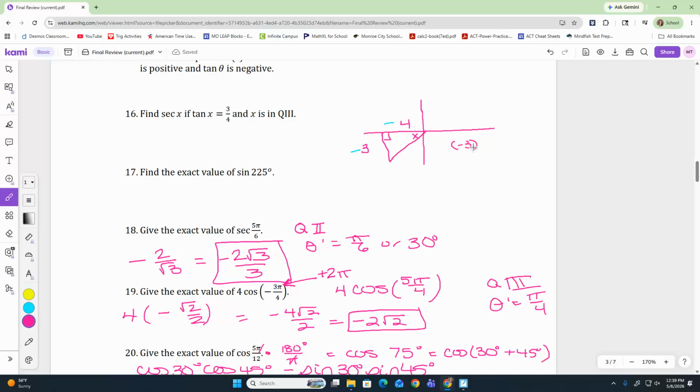So -3 squared plus -4 squared equals c squared. Hypotenuse, remember, is always positive, so c has to be 5. If it weren't the hypotenuse, you decide if it's positive or negative based off the quadrant you're in. So then secant, we can think that's a reciprocal of cosine. Cosine's adjacent over hypotenuse, so this would be hypotenuse over adjacent. So -5 over 4.